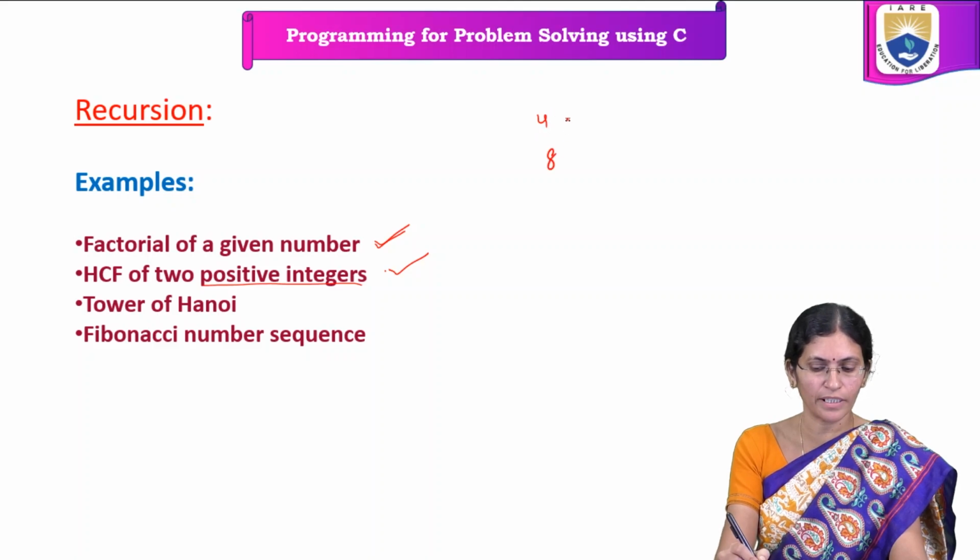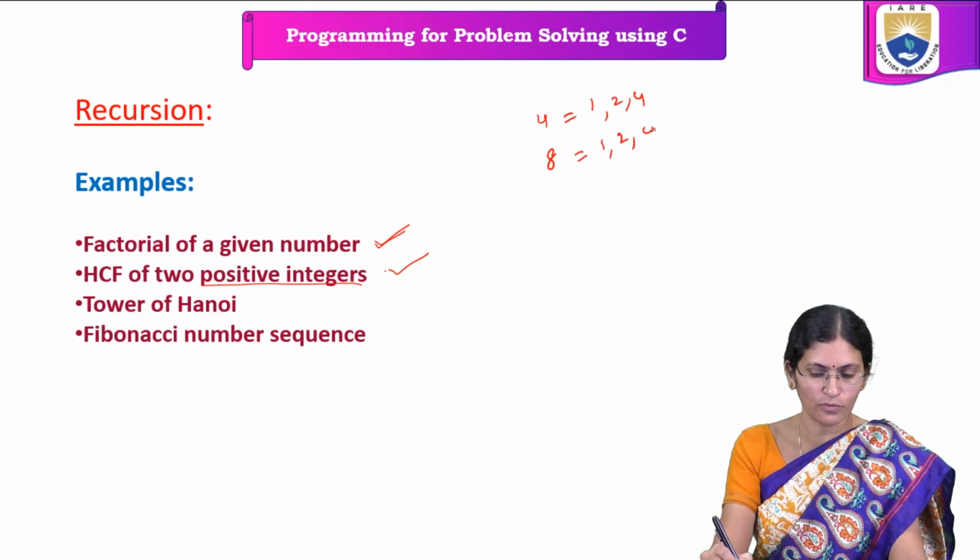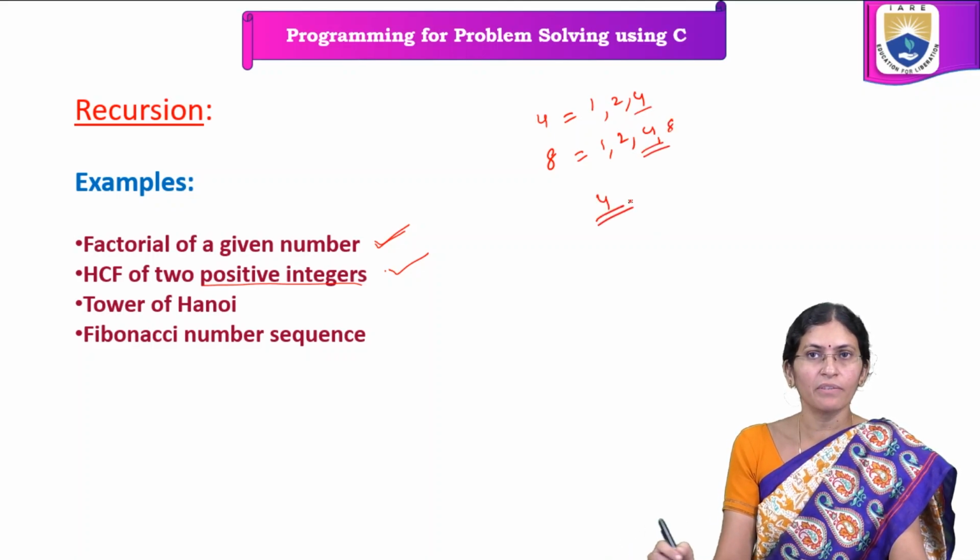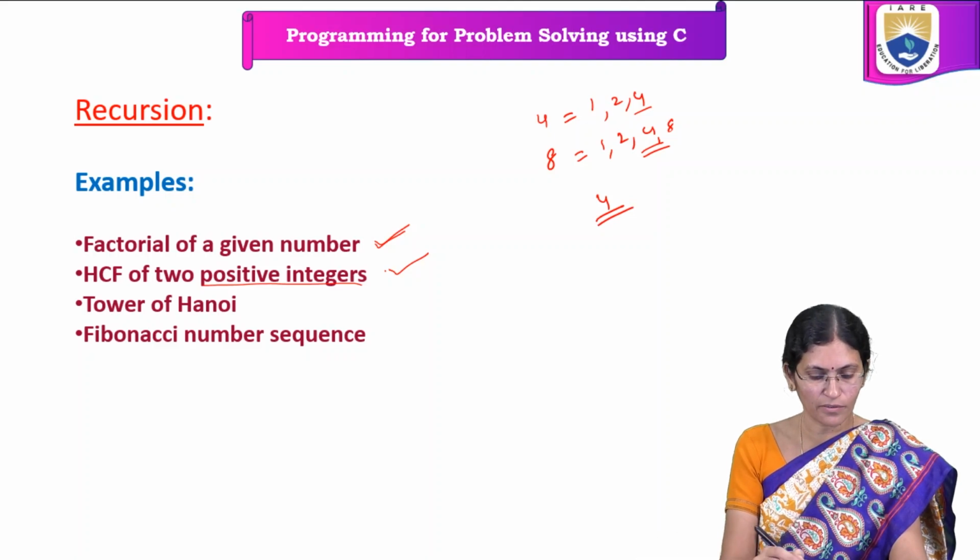Suppose we have 4 and 8. The HCF of 4 and 8 is found by finding the common factors of each one. The factors of 4 are 1, 2 and 4, and the factors of 8 are 1, 2, 4 and 8. So, the highest common factor is 4 here. In this way, we can write a program for this by using a recursive function.